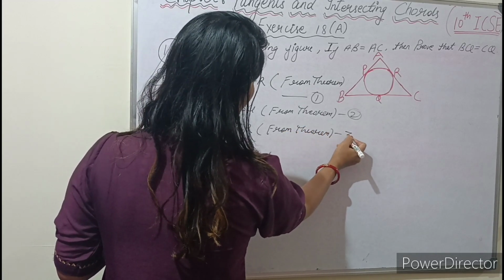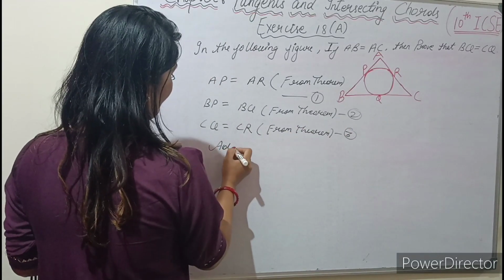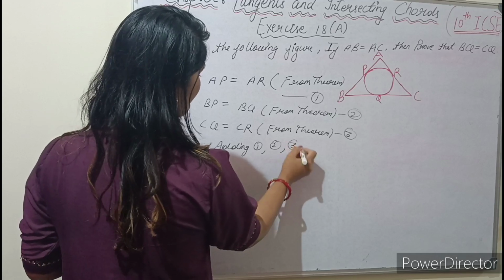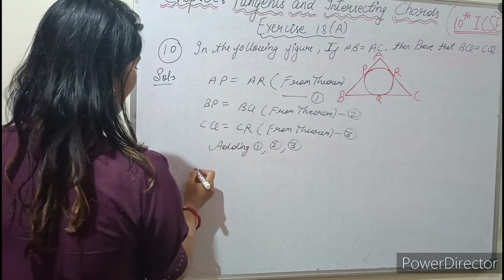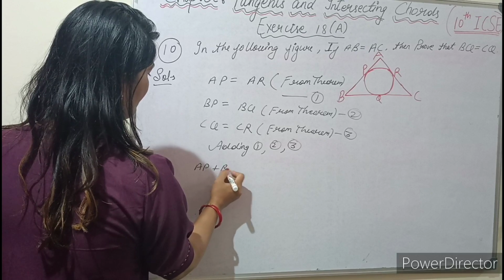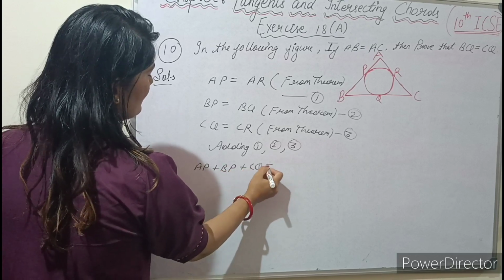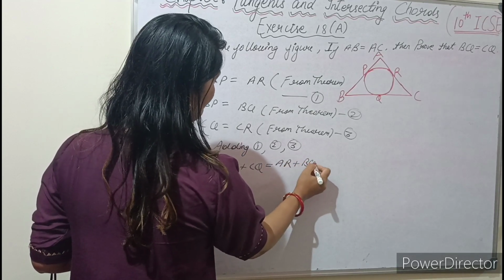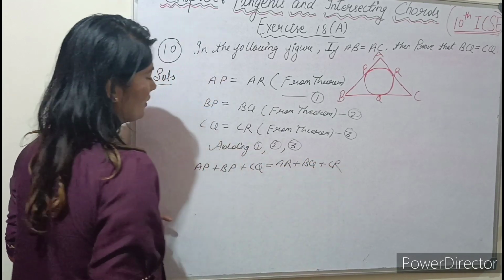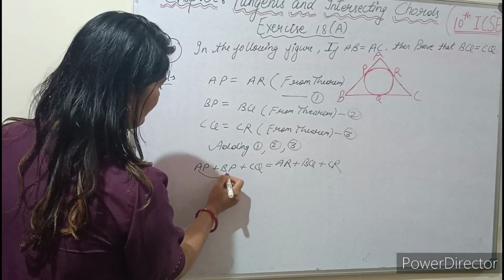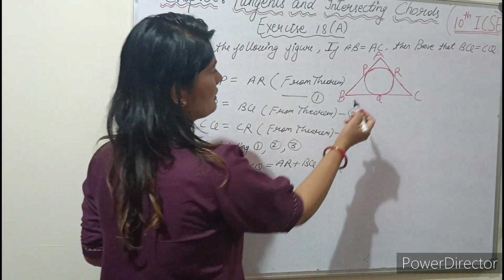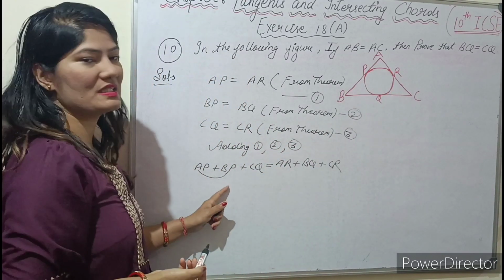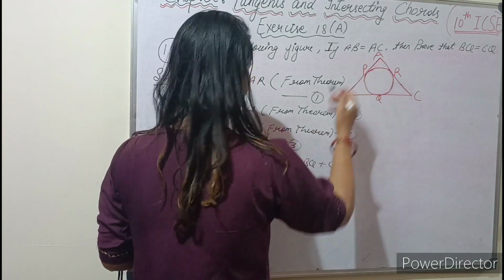And this will be your equation 3. Now adding equation 1, equation 2 and equation 3. So here AP plus BP plus CQ is equal to AR plus BQ plus CR. Now if you see this AP plus BP from the given figure, this is AP and this is BP. So from the given figure, AP plus BP is this complete side AB.